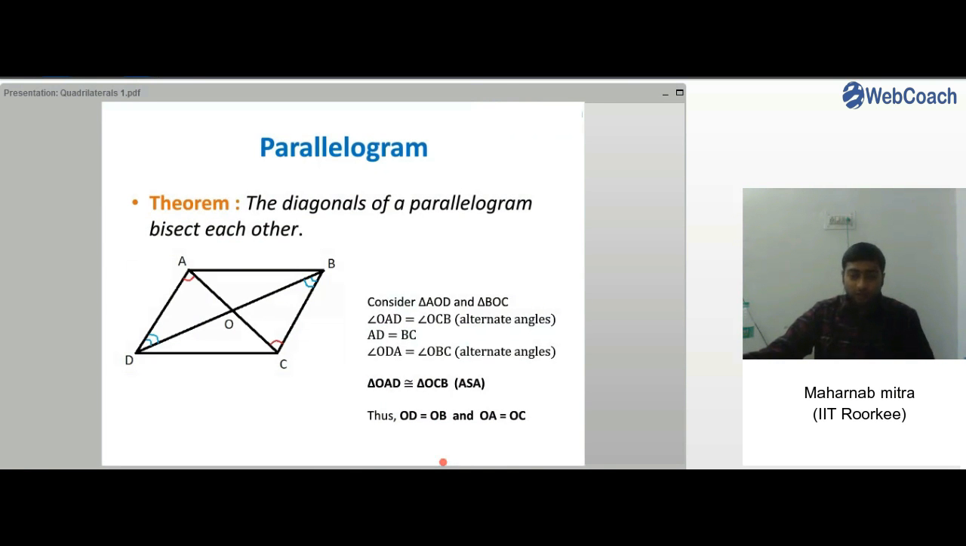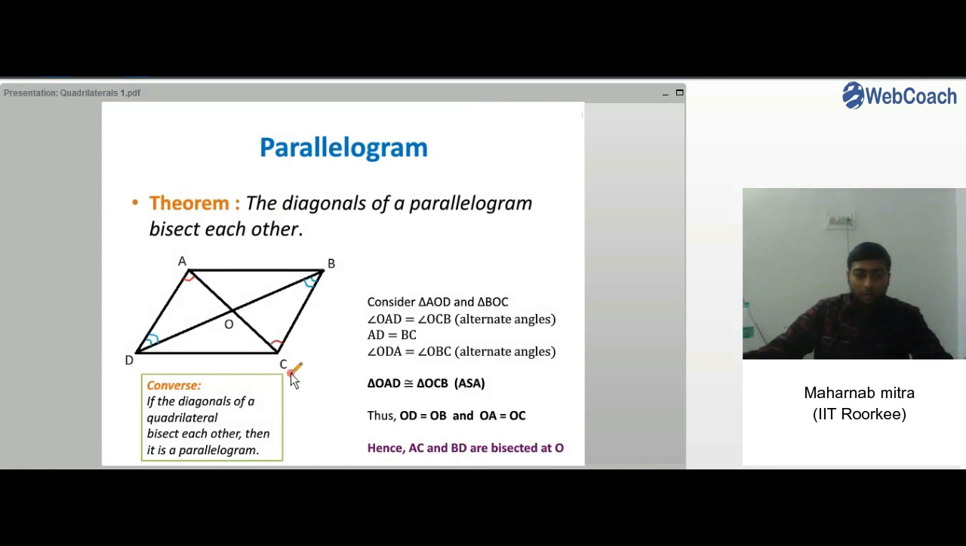Thus, by CPCT, we can say OD equals OB. So you can see BD is bisected at O, and also OA equals OC, and therefore you can see AC is also bisected at O. Or you can say it like this: the line segment BD bisects AC and also AC bisects BD, or the diagonals of a parallelogram bisect each other. And hence AC and BD are bisected at O in the given figure.